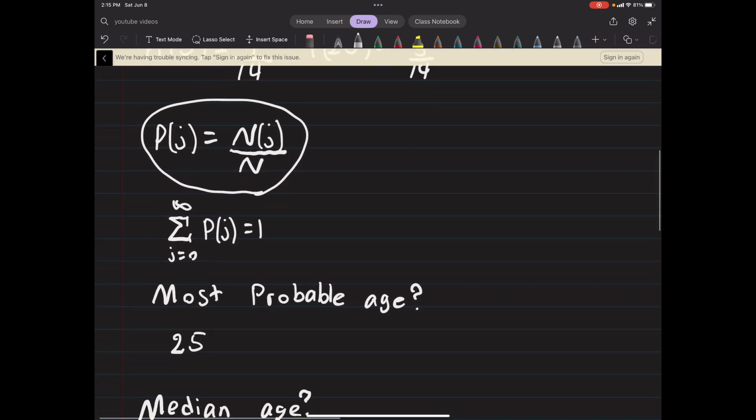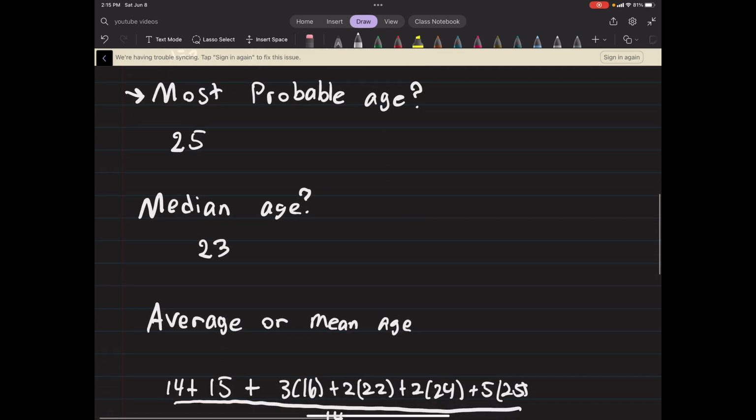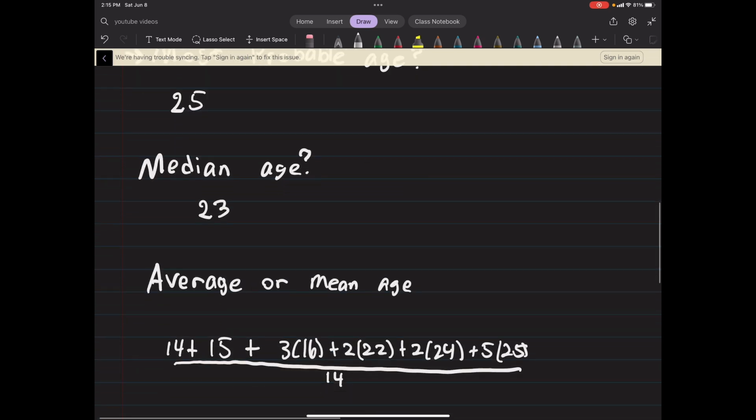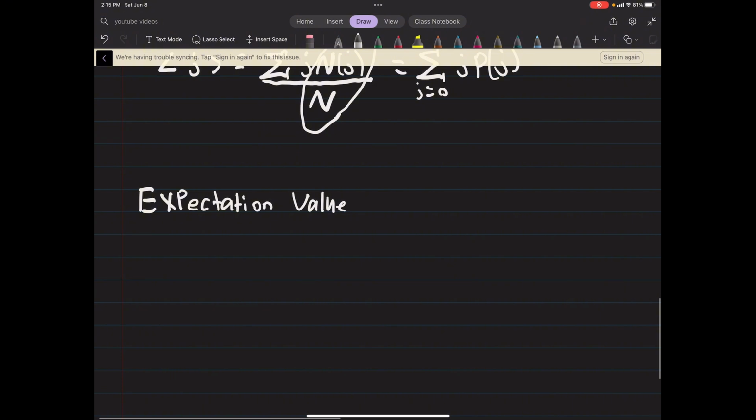The most probable age is what you would expect to get. The expectation value, or the average, is just that. It's an average. It's not necessarily something you're going to get. It might not even be anything in your data set like it was here. So that's important to keep in mind.